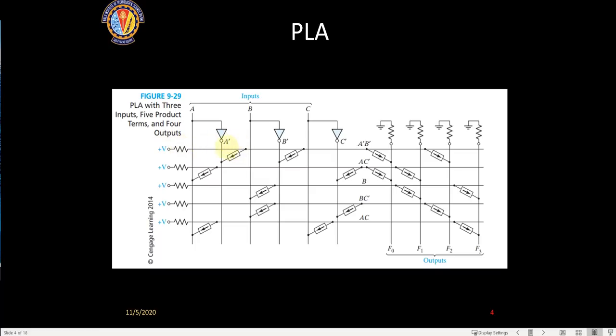So the only way this line remains 1 is in this particular case, because if you see, this is connected to A bar, this is connected to B bar. So the only condition at which this line will remain high will be when A bar and B bar are high. Is this aspect clear?